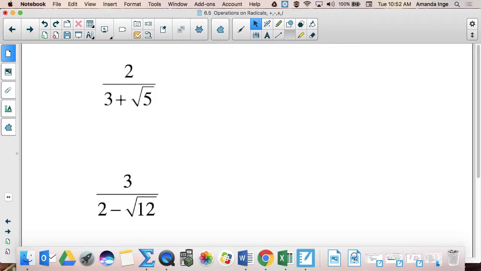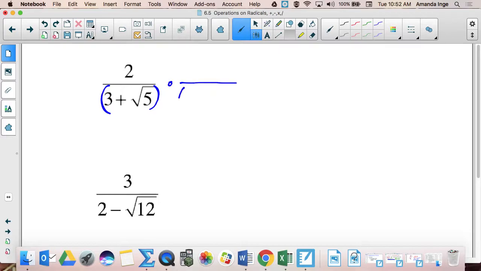So on this particular problem, I've got to get rid of all of this. And the only way to get rid of the radical sign in the denominator when it's a binomial like this is to multiply by the conjugate. So what is the conjugate of 3 plus the square root of 5? 3 minus the square root of 5.